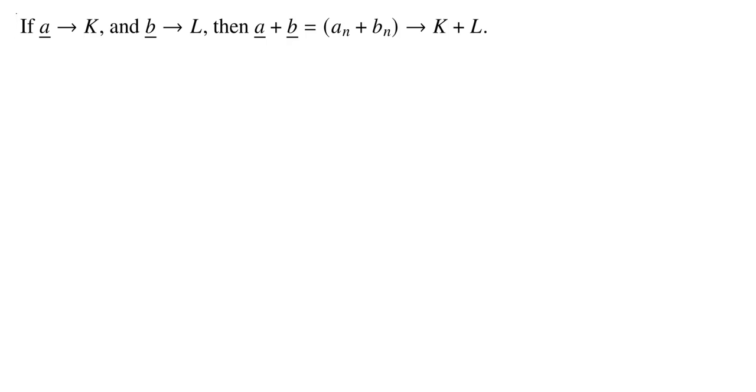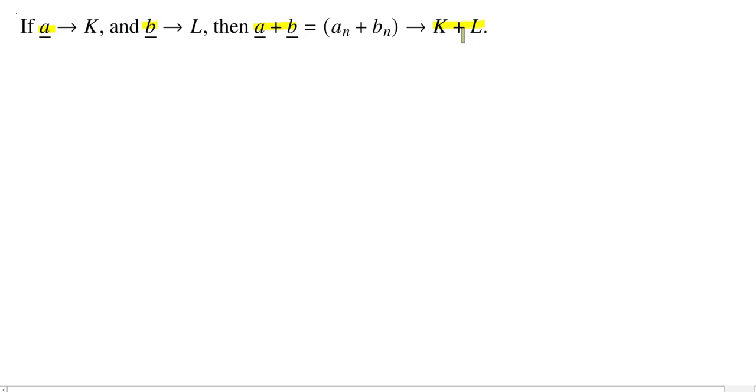Hi everybody. In this video we're going to show that if we have two sequences, an A and a B, and we know that those two sequences converge, then if we define a new sequence, A plus B, obtained by just adding corresponding terms in the two sequences, then not only will it be a convergent sequence, but it will converge to K plus L, right? The sum of the original two limits.